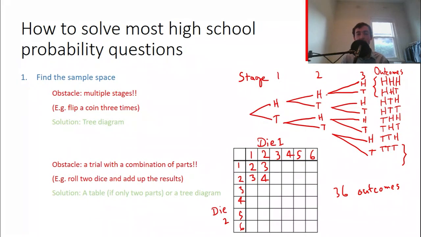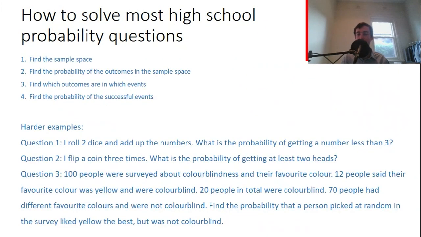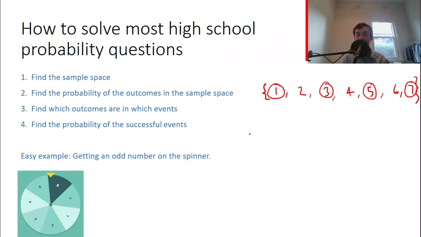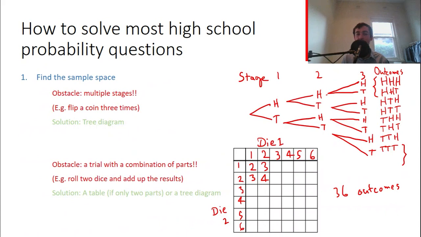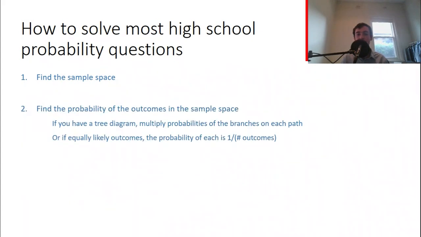We'll move on. Okay, so that's 2 ways of finding the sample space. If it's not really simple, like this, just writing the sample space down, we can use tree diagrams, or we can use tables. Either one. Okay, step number 2. Find the probabilities of the outcomes in the sample space.